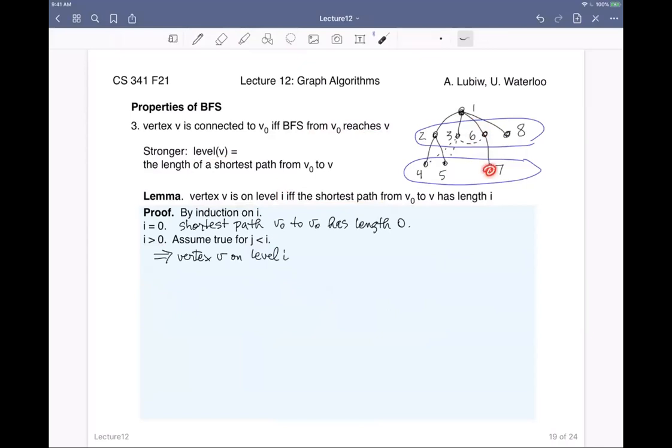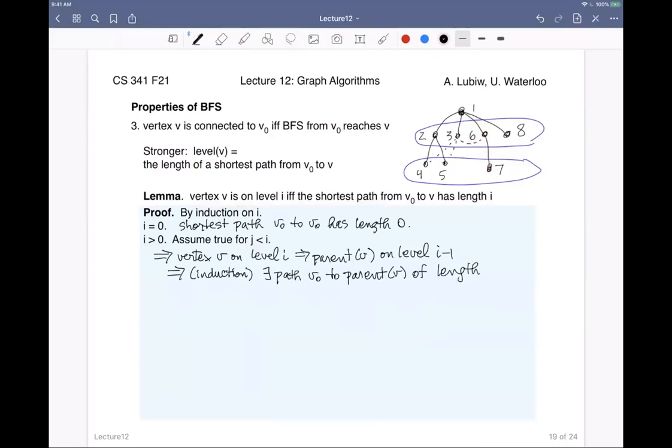Okay, so maybe we are looking, for example, at this vertex 7. And what do I know about it being on level I? I know that its parent is on the level before that, right? So that's going to be my secret to doing induction. So parent of V is on level I minus 1. And then we can say, okay, by induction, I know that the shortest path from V0 to the parent of V has length I minus 1. And in particular, I'm going to make a weaker version of that and just say there exists a path V0 to parent of V of length I minus 1. Induction tells me something stronger, which is that that's the shortest possible length, but I'm not even going to use that.